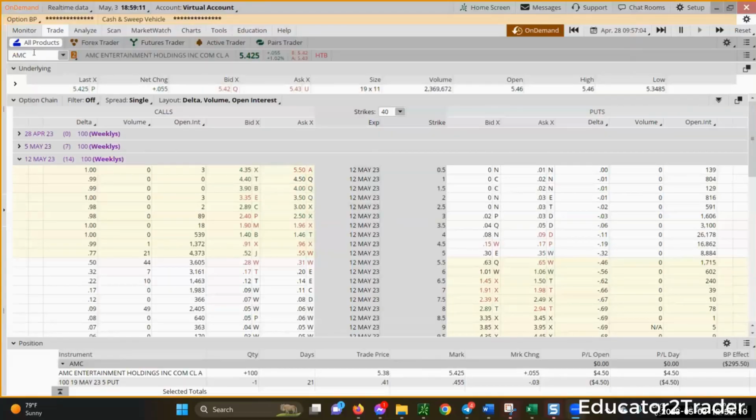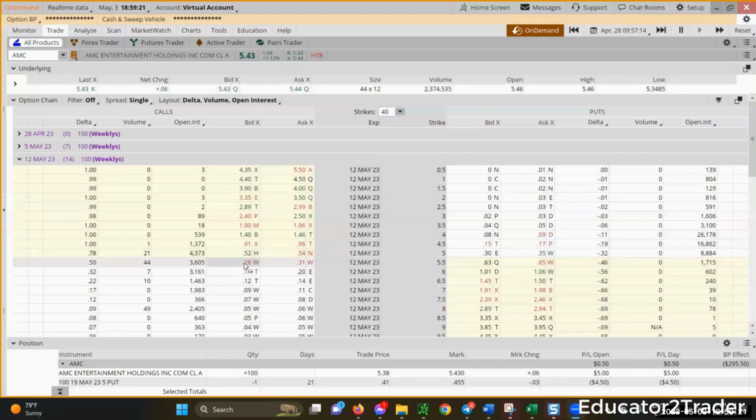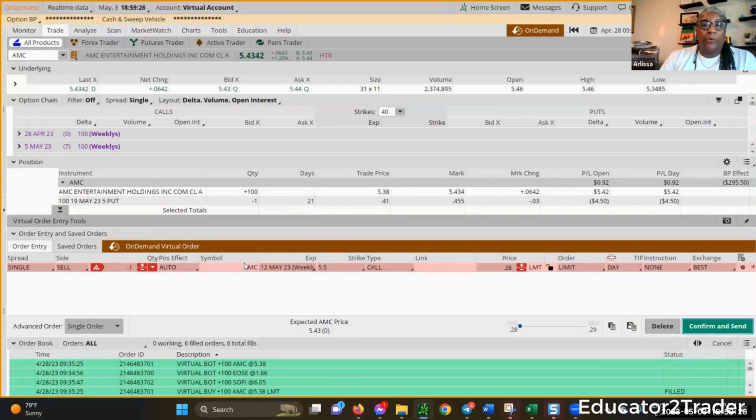I'm going to go with AMC. Still there. We paid $538, and I'm going to go with $5.50, again, higher than what we paid for them. And I'm going to select the bid column. We're on single and bid. And then it says here that we're selling one contract of AMC at the 5.5 strike. We're going to collect $28 for them when we do this. So we paid $538. They're going to give us $28 back. So now our stock only costs us $510.